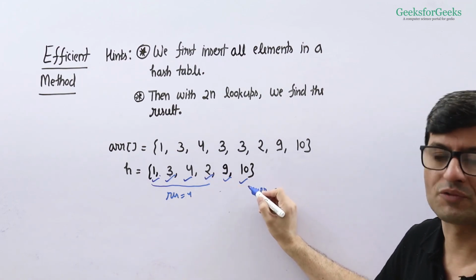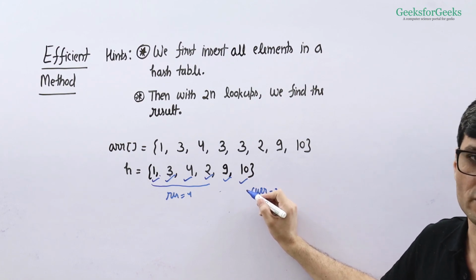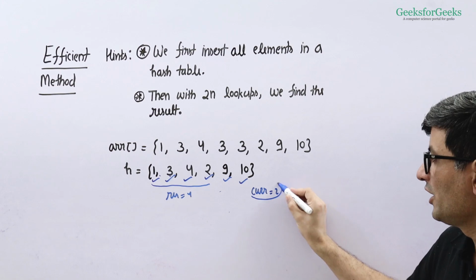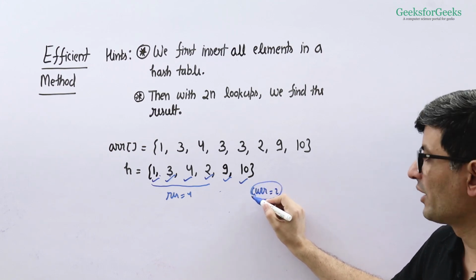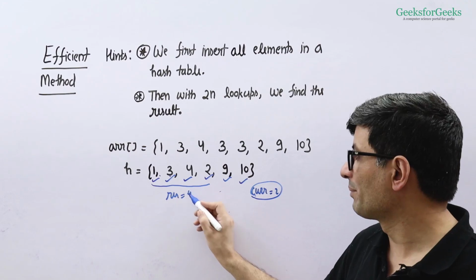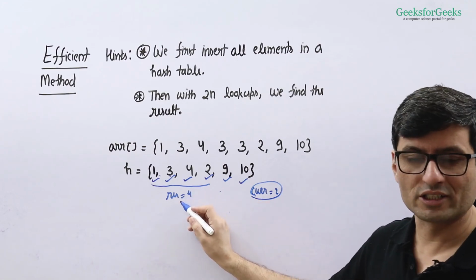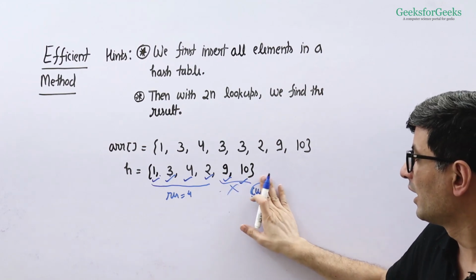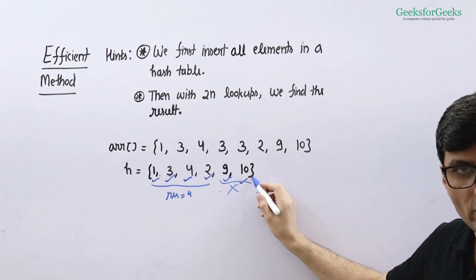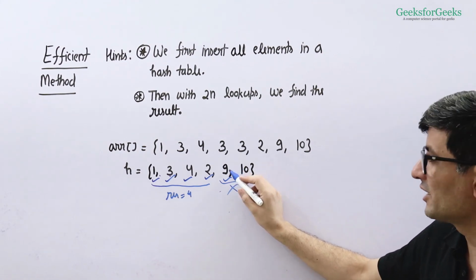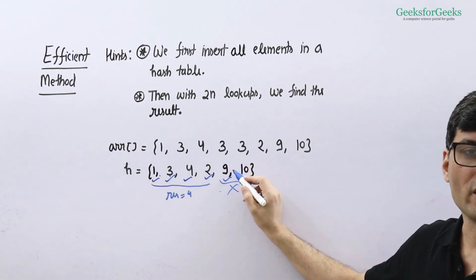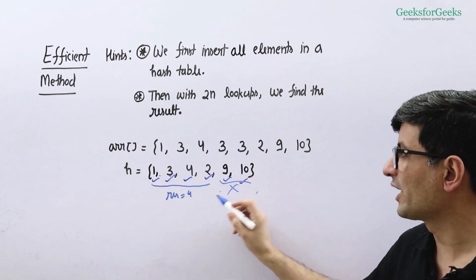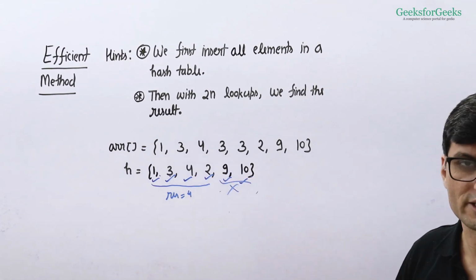After 10, we are going to search for 11, and 11 is not present. So we are going to keep our current as 2, and we are going to compare our current with the result, and result is 4. So we are going to keep the result as 4. We are going to discard the subsequence. And after 9, we are going to come to 10. And since 9 is present in the hash table, we are going to ignore 10, like we ignored 3, 4, 2, right? That's the idea.